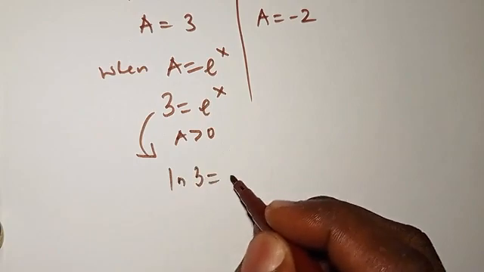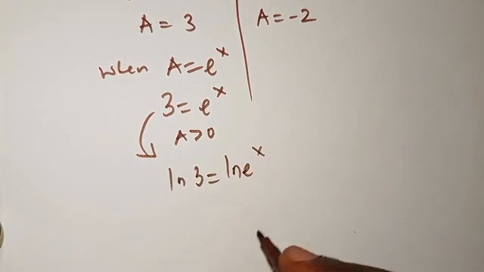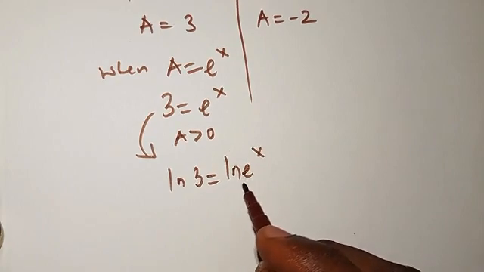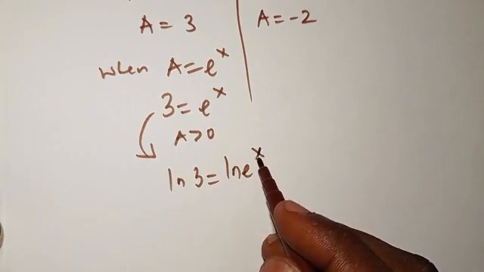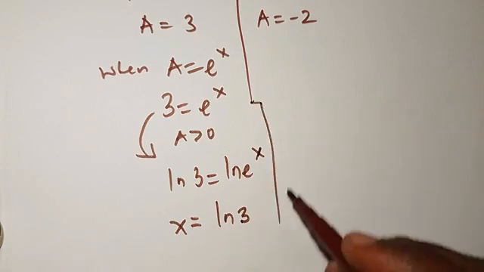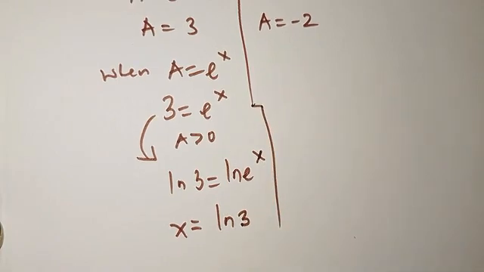So since a is greater than 0 here, we can go further from here, saying that we take the natural log of both sides. Okay, so now this ln e, they are going to cancel each other. So this x will come down. We're going to have x equals ln what? Ln 3.